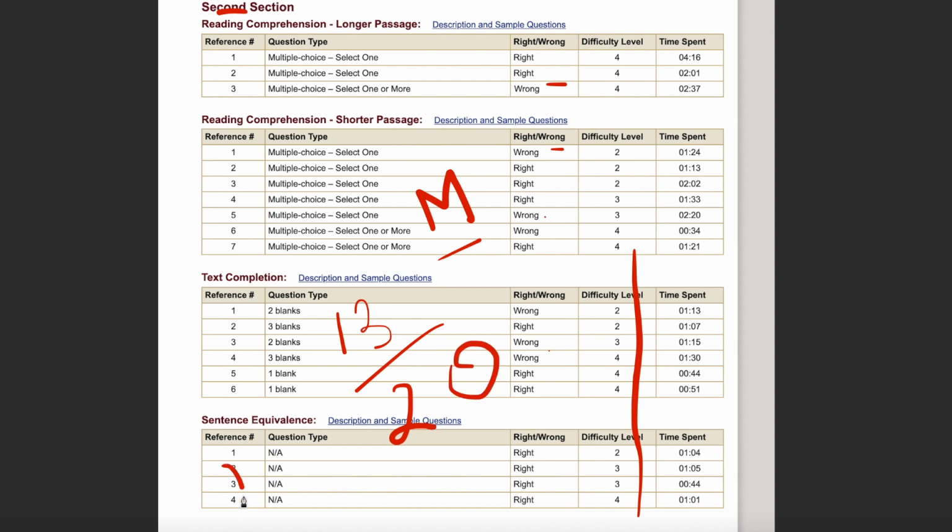This makes my overall raw score 25. However, I got a score of 157 on GRE verbal section. That means I got a 2-point bonus.